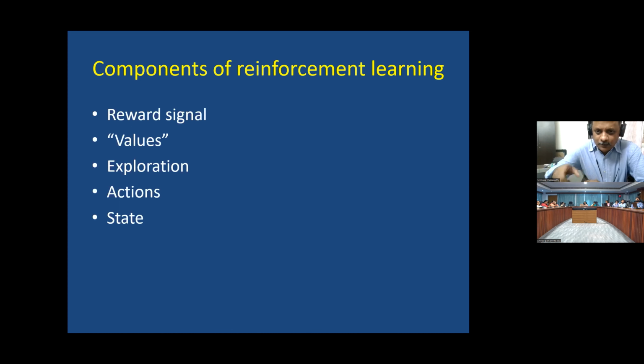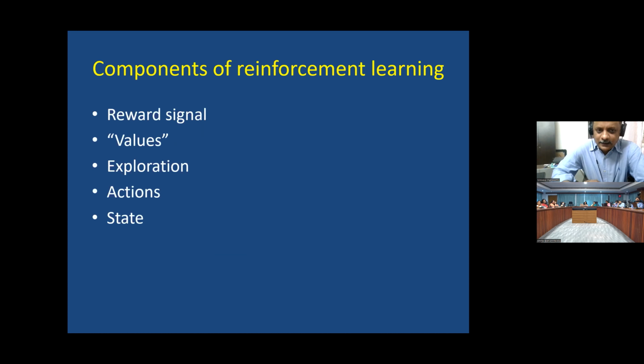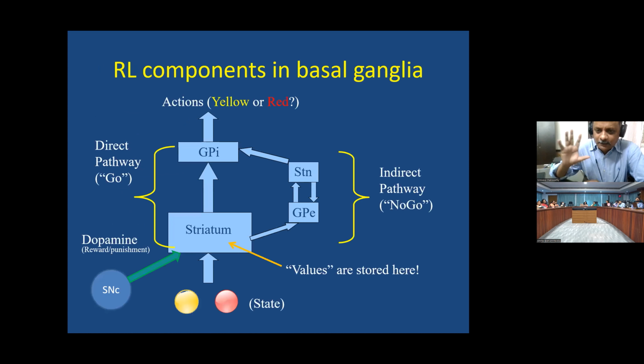Then there is the ability to explore various actions, to try out unknown choices. And for action, you need to have some way of making an action, and that comes from motor cortex, and some representation of the state, that is, information coming from the sensory side. So where are all these things sitting inside basal ganglia? Basal ganglia is a complete reinforcement learning system. That's the premise with which we started. So where are all these things sitting in the basal ganglia?